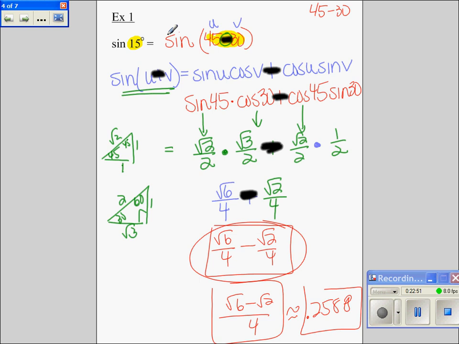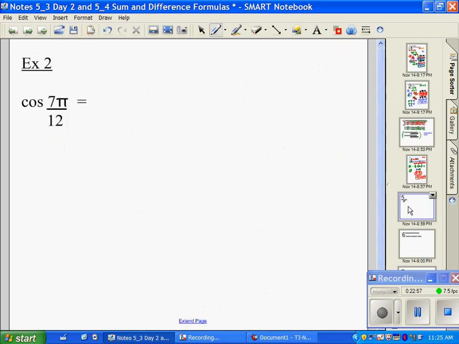Okay, so let's do one more, and then we're going to do a different example based off the same material. Okay, we have 7 pi over 12. Cosine of 7 pi over 12. Now you could, if you wanted to, turn that into degrees and do the whole problem related to degrees. I don't care. I'm fine with that. Although, for notes here, I'm going to leave this as a radian problem.